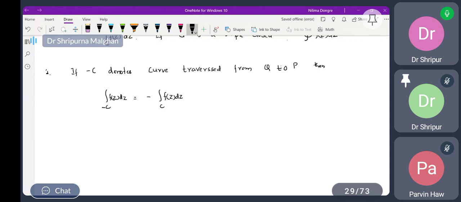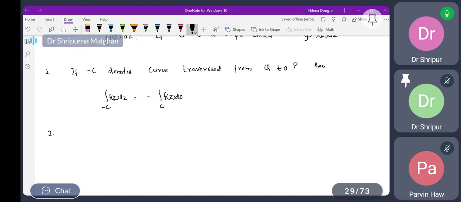So here, integration over minus C means that you are traveling along the curve in the clockwise direction. So that can be written as minus of traveling along the anti-clockwise direction. Okay, so this is the second one. When you do examples, you will come to that.